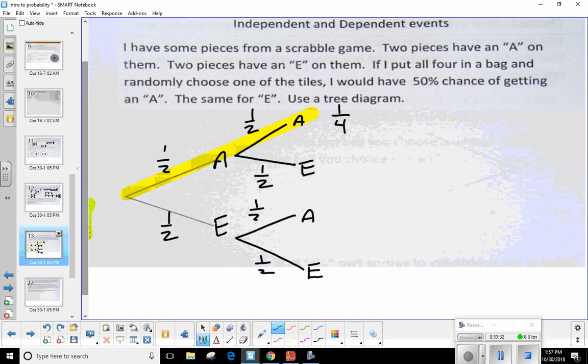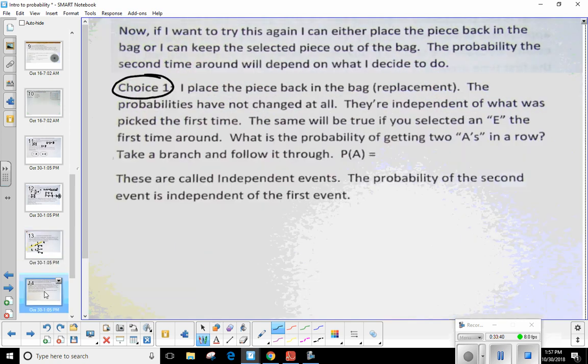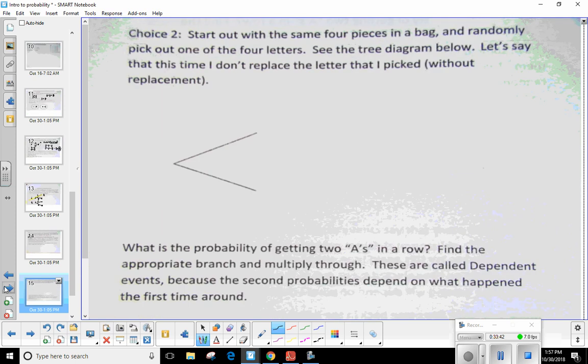1/4, 25%. Okay. Is everybody okay with that? All righty. And then let's see what this one says here.